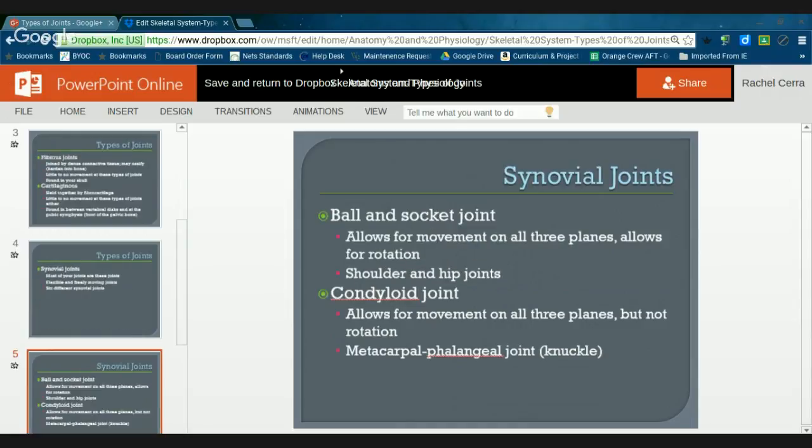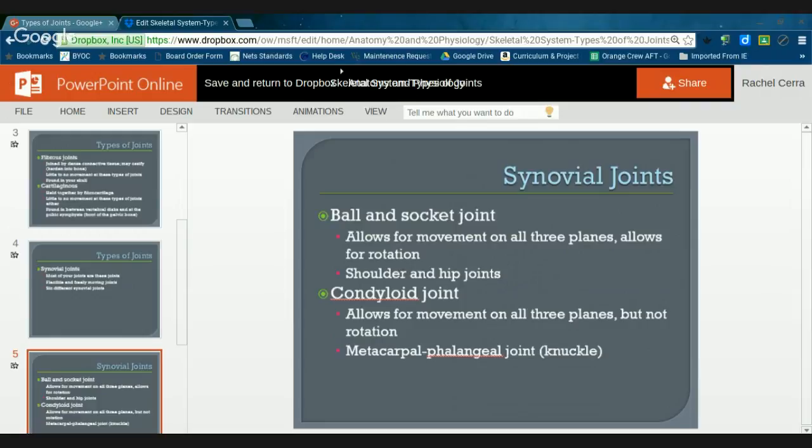The first type is called the ball and socket joint. This is going to allow for movement in all three planes. So you're going to be able to go up and down, forward and backward, and on diagonal. And you're also going to be able to completely rotate. So you're going to be able to go straight up, straight down, straight forward, straight back. You can do that complete circular motion.